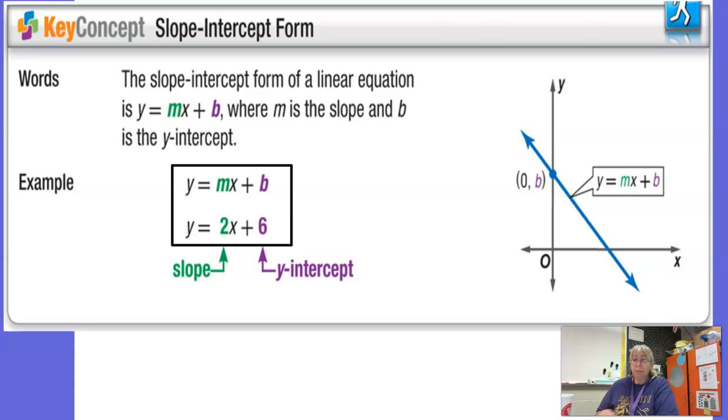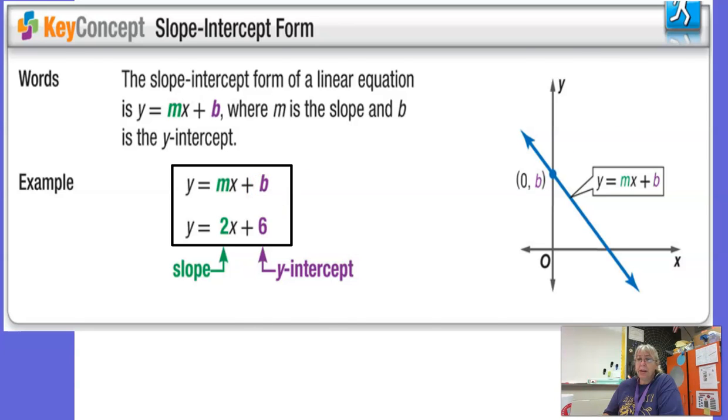So slope-intercept form is the best way to write your equation. You want the y by itself to be in slope-intercept form. So y equals mx plus b. This m is our slope, and the b is our y-intercept. Your slope is the coefficient of x, and your y-intercept is your constant.